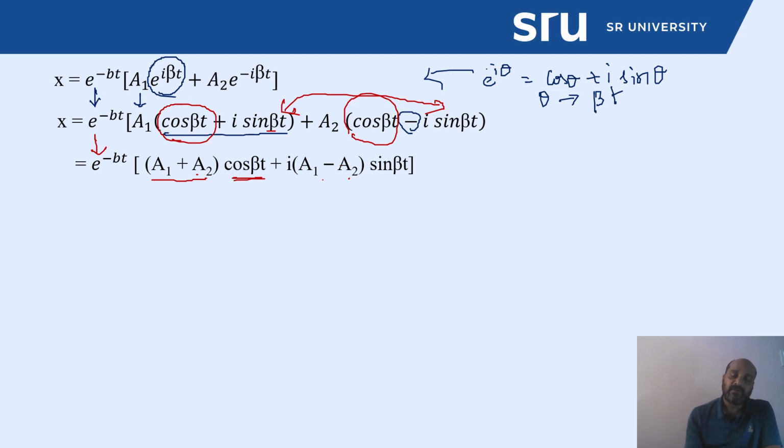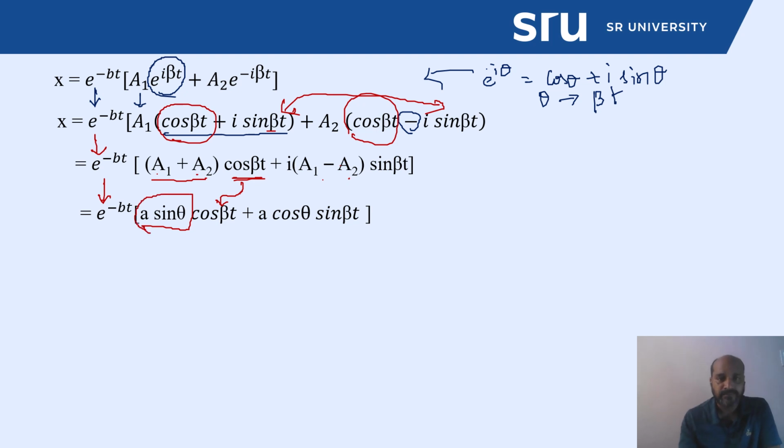So we'll write that constant in a convenient way, like e to the power of minus bt as it is. Here cos beta t is as it is. Instead of a1 plus a2, we are replacing that with a sine theta. And next, sine beta t is common. Instead of i times (a1 minus a2), it is replaced with a cos theta.